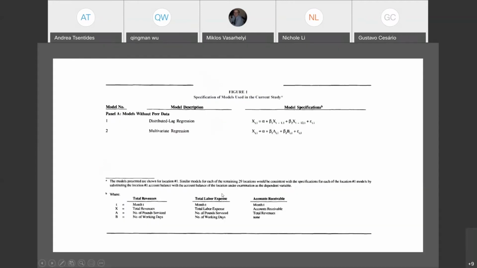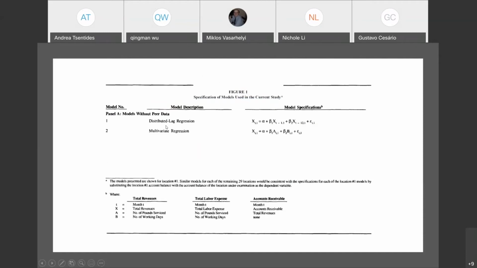And we can see here in figure 1, which might look a little bit different than the figure 1 in your paper because I erased the second part because it's not relevant to this part of the testing. So in case you're wondering, that's what's going on here. So panel A is the models without the pure data, which we'll talk about as the second type of testing. And this is what the regressions look like.